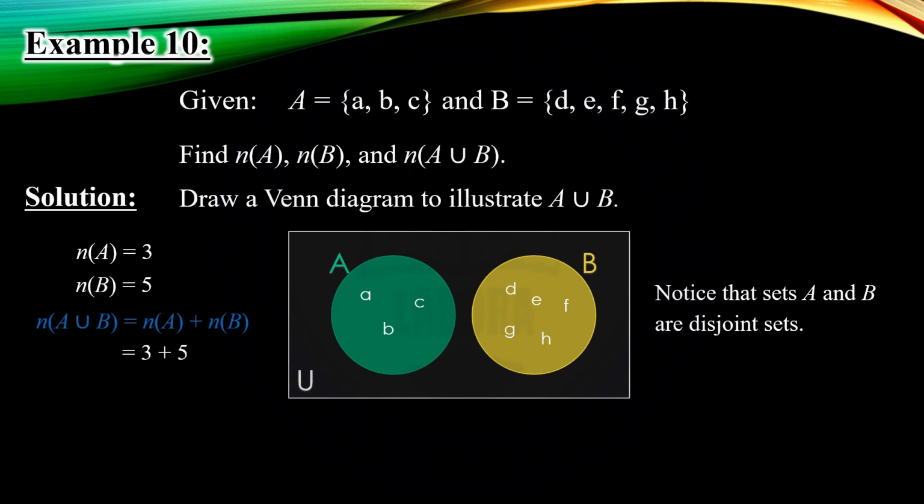And then substitute the values of the cardinality of set A, which is 3, plus the cardinality of set B, which is 5, and the cardinality of set A union set B is equal to 8.